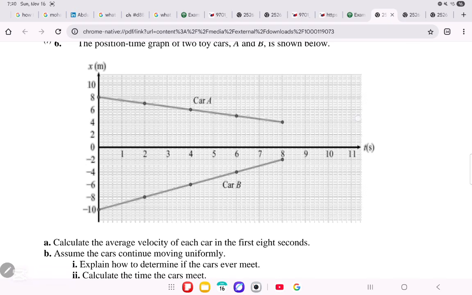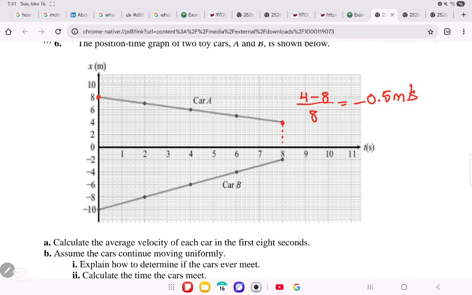So for car A, I take the final position minus the initial position. So it's going to be 4 minus 8 over the total time traveled, which is how much? Which is 8 seconds. So you'll get minus 0.5 meters per second.